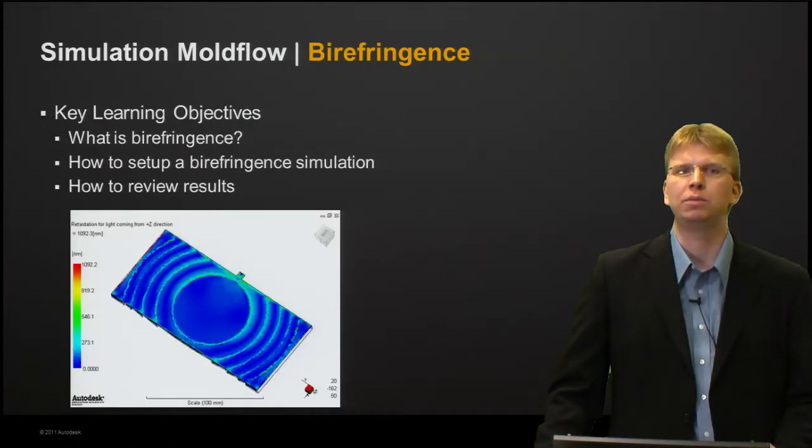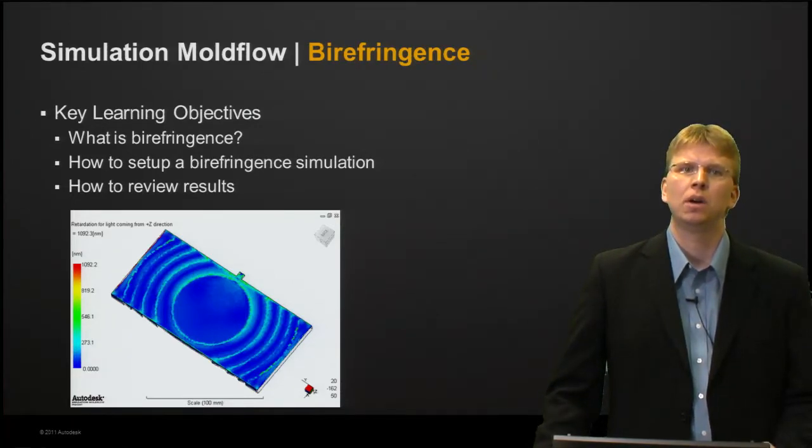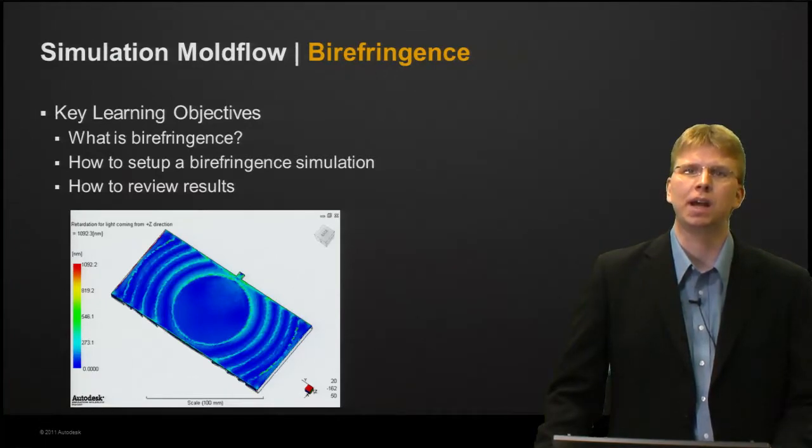Some of the key learning objectives are to first define what is birefringence and some of the terminology that goes along with it. Then we're going to look at setting up a birefringence simulation. What do we need in terms of mesh, material, and process conditions to set up an analysis? And then finally, we're going to look at some analysis results to see what to look for.